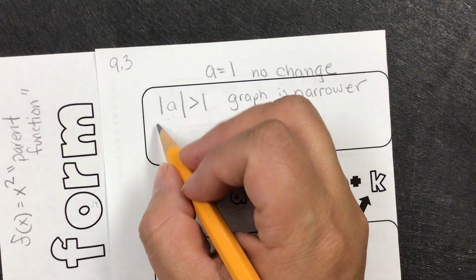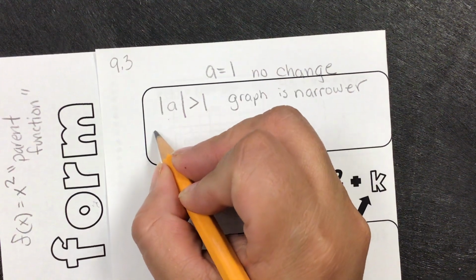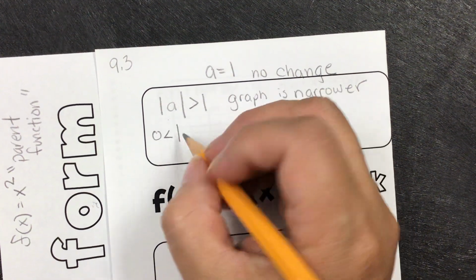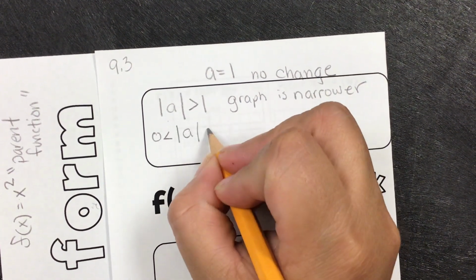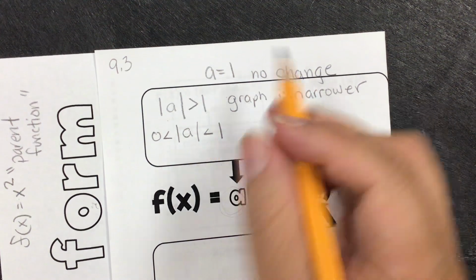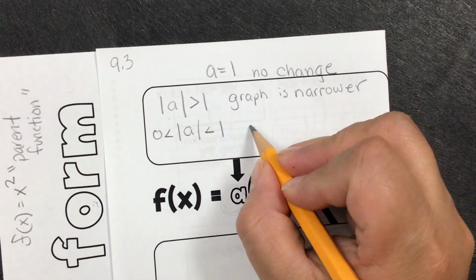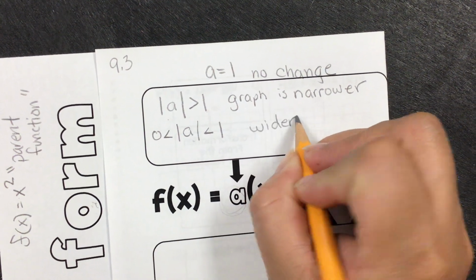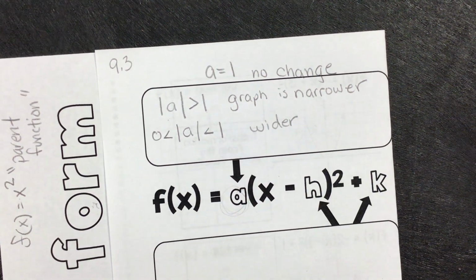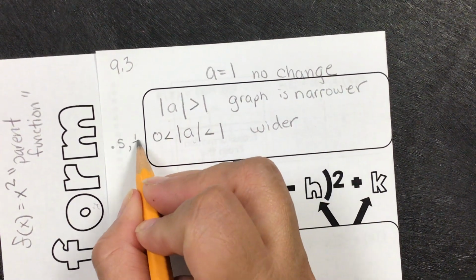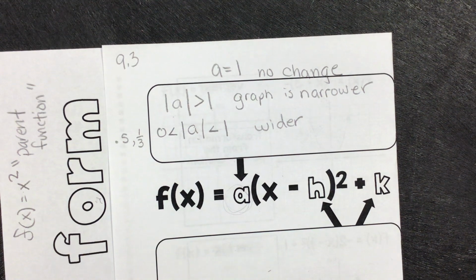We also have, like I mentioned before, fractions. And I'm going to get 0 is less than or equal to the absolute value of A, less than 1. So this number has to be between 0 and 1 for it to be wider. So what do I mean? 0.5, 1/3. These are all numbers that are between 0 and 1 that are going to make the graph wider.